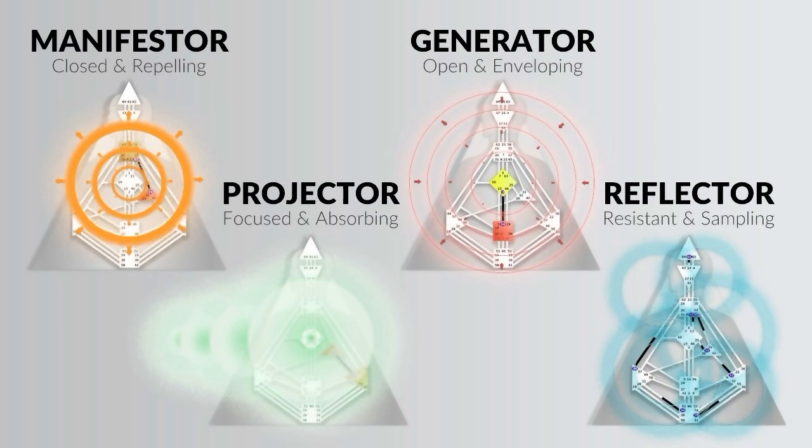Now, the thing to understand about the manifestor that will give you a very clear understanding of the manifestor is that it has an aura that is closed and it is an aura that is repelling. Think about that. A closed aura. It's the exact opposite in that sense of the generator. The generator has an open aura. The manifestor has a closed aura. The generator has an enveloping aura. And the manifestor has a repelling aura.